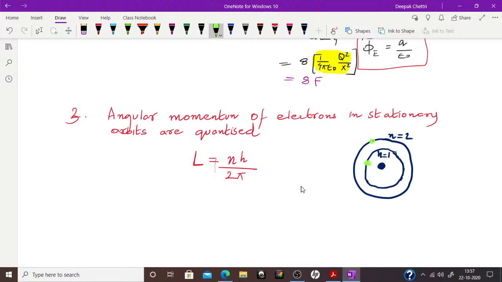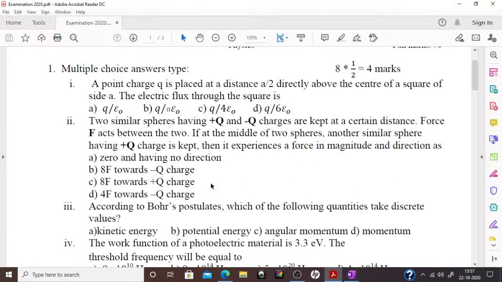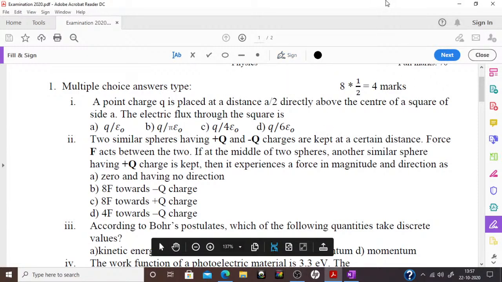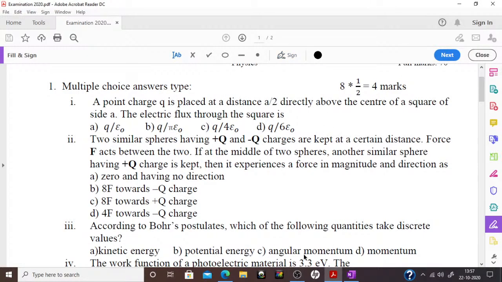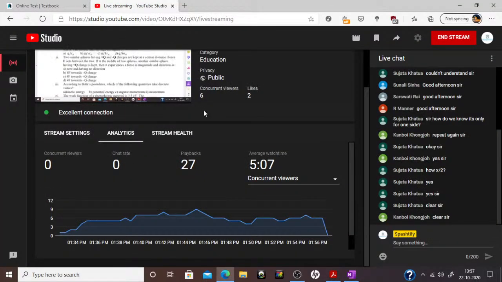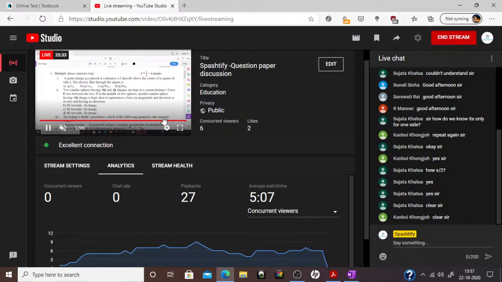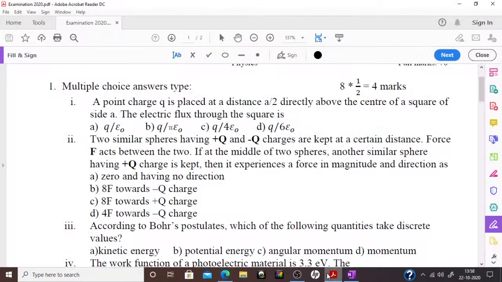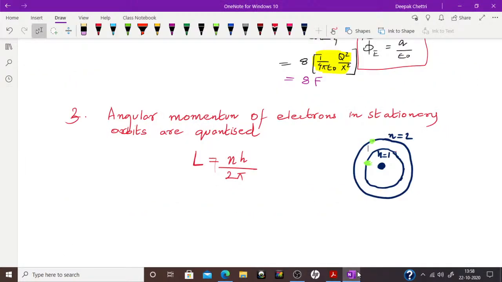Okay, so this is the meaning of the question, which asks which of the following values take discrete values. Discrete means not continuous, so it is only angular momentum. Angular momentum has to take fixed values, it cannot take any value, right? Is it clear? Yes or no? Is it clear? Angular momentum part is clear. So the answer for number 3 is C. Okay, you can note it in your question paper. Answer 3 is C.